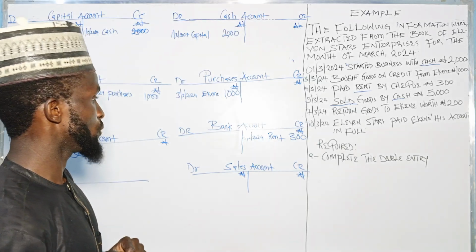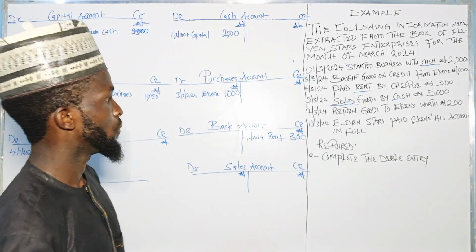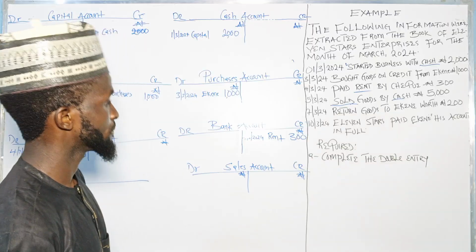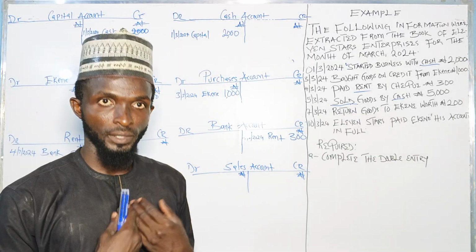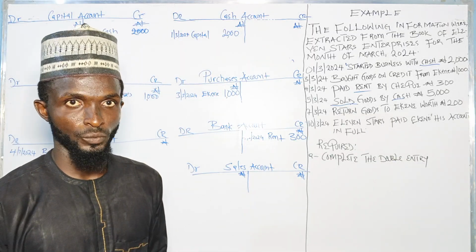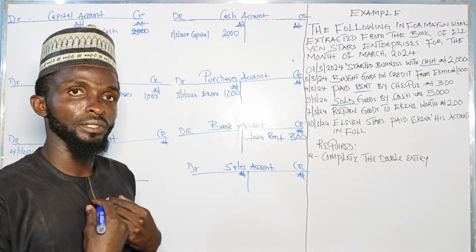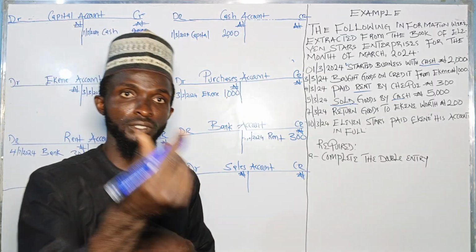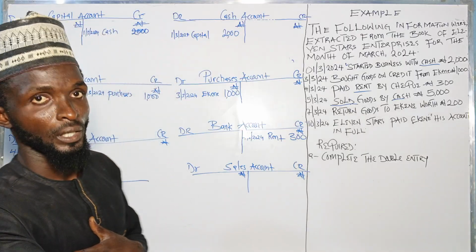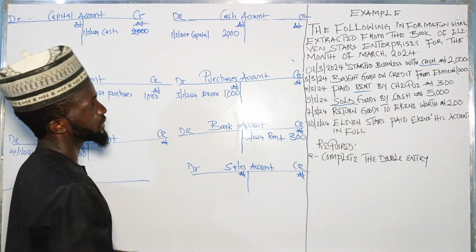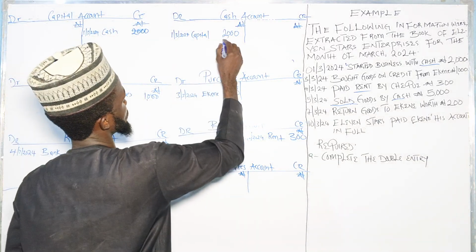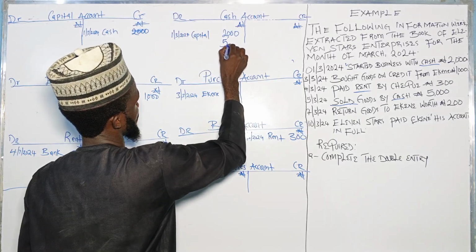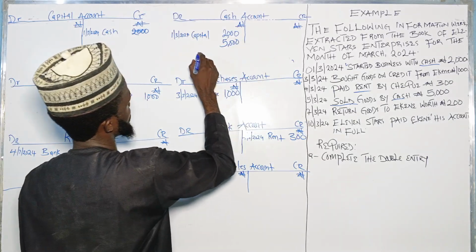So therefore, we are going to ask ourselves who is the receiver and who is the giver. Cash received the money. Sales gave out the goods. So we are going to debit cash because cash received the money. We made the sales. When you make the sales, definitely the customer is going to give you cash in exchange. So you are going to debit cash with 5,000. All right, debit cash with 5,000.